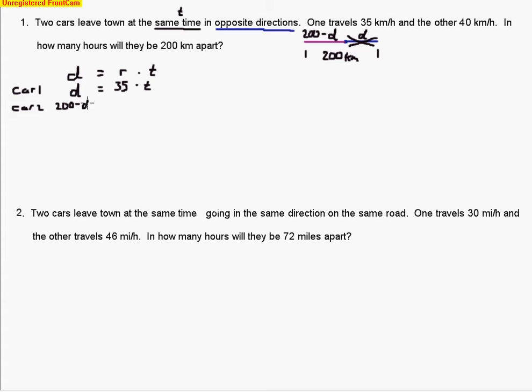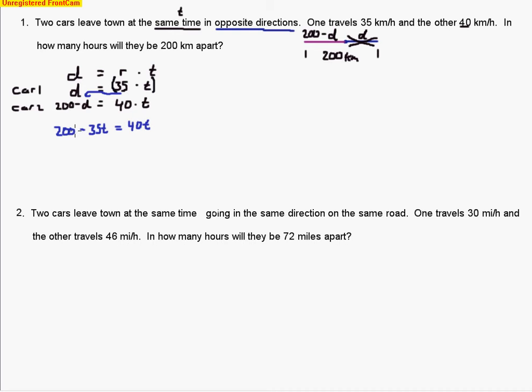200 minus D, and this all equals its rate, and its rate was 40. So we'll write down 40, and the T is still the time. There it is. We've got our second equation. And this is a great substitution problem because we've got a variable by itself, D equals 35T. So let's take that 35T and put it in place of D in the equation below. So I'll rewrite it: 200 minus, putting 35T in place of D, and then this all equals 40T.